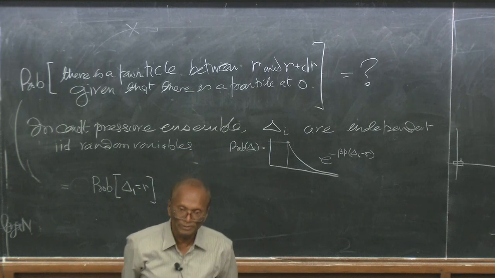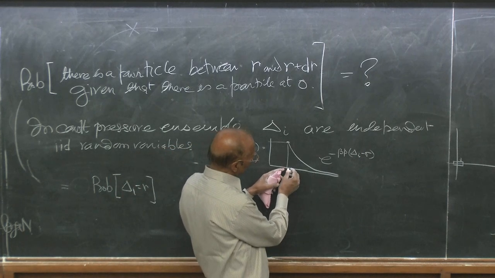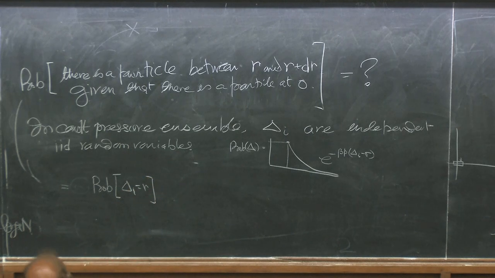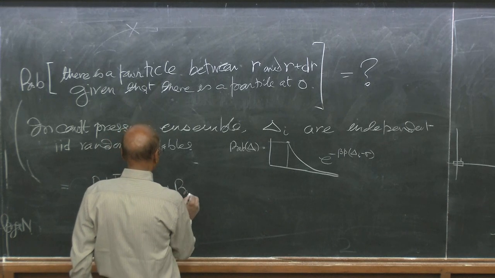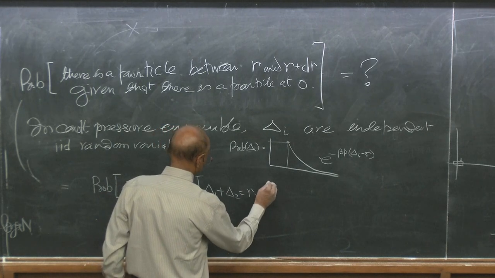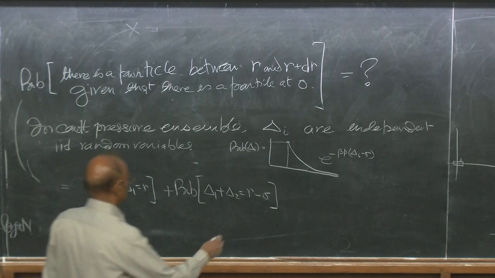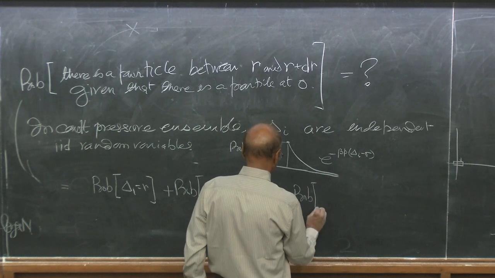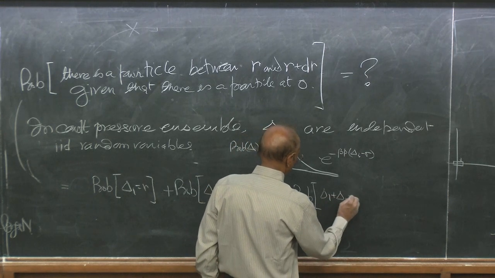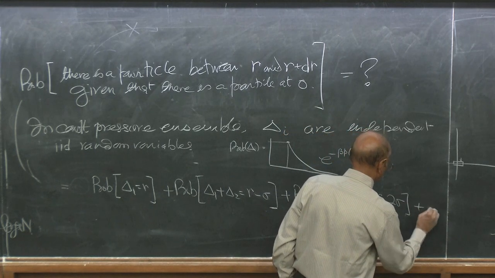Suppose R is a little bit bigger than 2 sigma. Then it is possible that delta 1 equals R. But it's also possible that delta 1 is not bigger than R, but there is one more particle in there. Okay? So I should add to this the probability that delta 1 plus delta 2 equals R minus sigma, and the probability that delta 1 plus delta 2 plus delta 3 is equal to R minus 2 sigma, and terms like that.